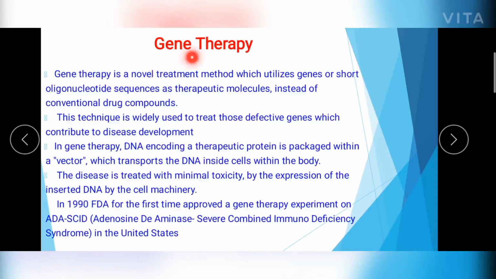Moving on to the other applications, gene therapy. Gene therapy is used to treat defective genes which cause diseases. So here you will be using short DNA fragments as therapeutic molecules rather than drugs. In this gene therapy, you will be taking the DNA which is encoding a protein. The DNA is packed into a vector, normally a viral vector. So it's an inactivated viral vector which transports this DNA into the cells of the body.